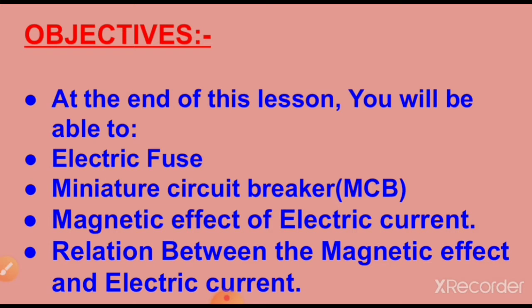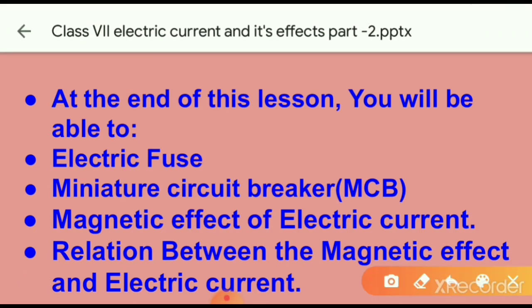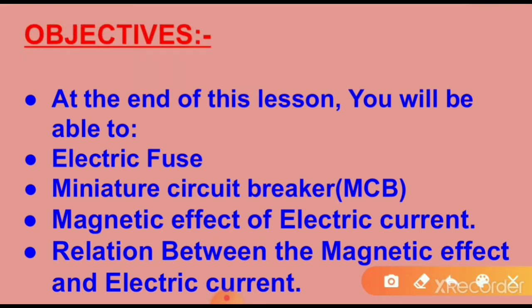Objectives: at the end of this lesson you will be able to understand the electric fuse, the miniature circuit breaker, and the magnetic effect of electric current, and you will be able to understand the relation between the magnetic effect and electric current. So what topics do we have to discuss in this lesson? Electric fuse, miniature circuit breaker, magnetic effect of electric current, and the relation between the magnetic effect and electric current.